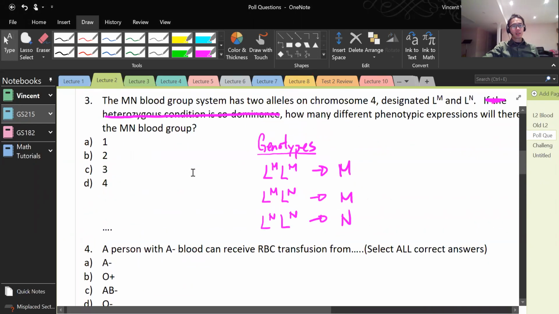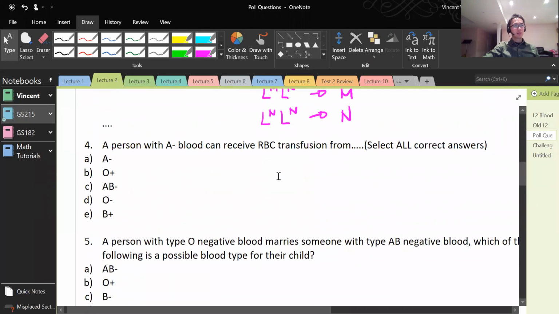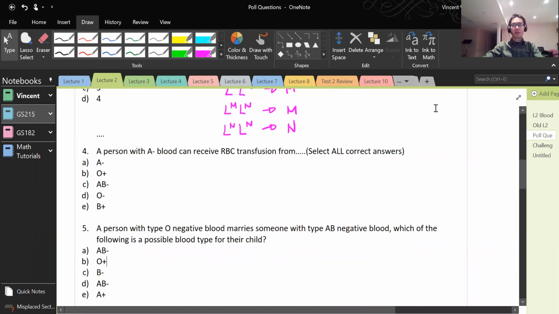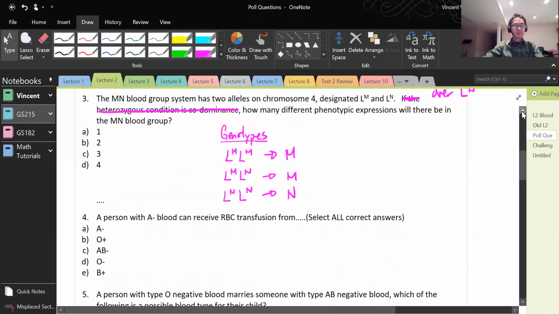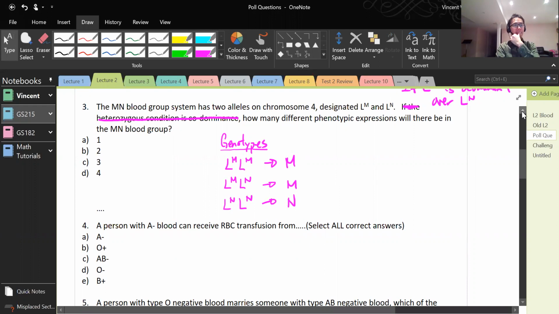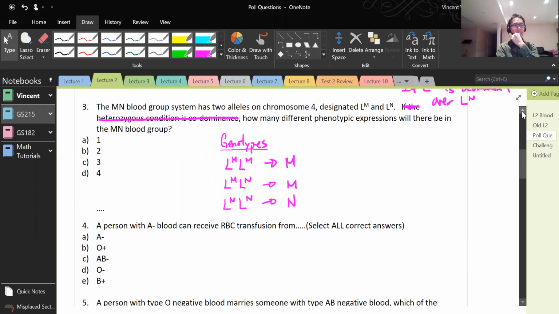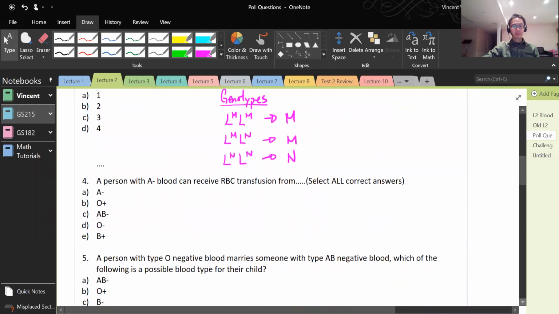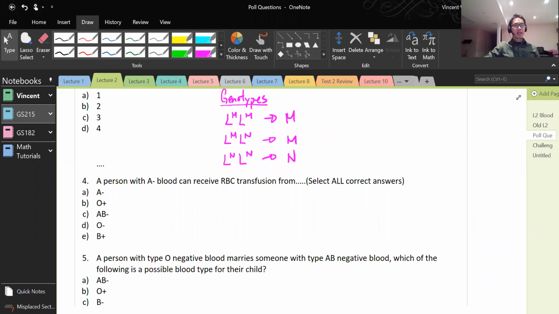Can I scroll down like this? Sorry, which way? Oh, okay. We're doing number 4. Okay, I am going to end it soon. Can you please show the chart with all different blood types? Okay, we'll do that in a second, okay?